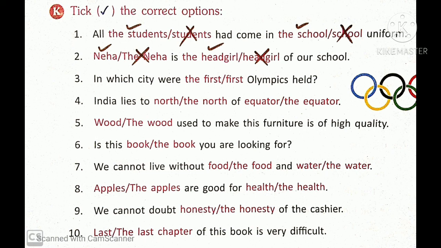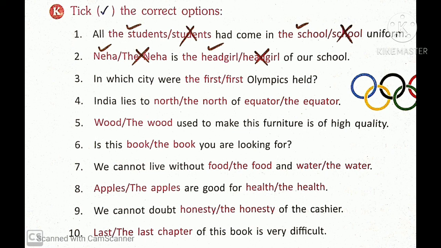Two examples. See, the first one says, all dash students had come in the school uniform. So we are talking about all students, okay, plural. When it is plural, we always use the. All the students had come in the school uniform. We are not just talking about any uniform, we are talking about the specific school uniform.